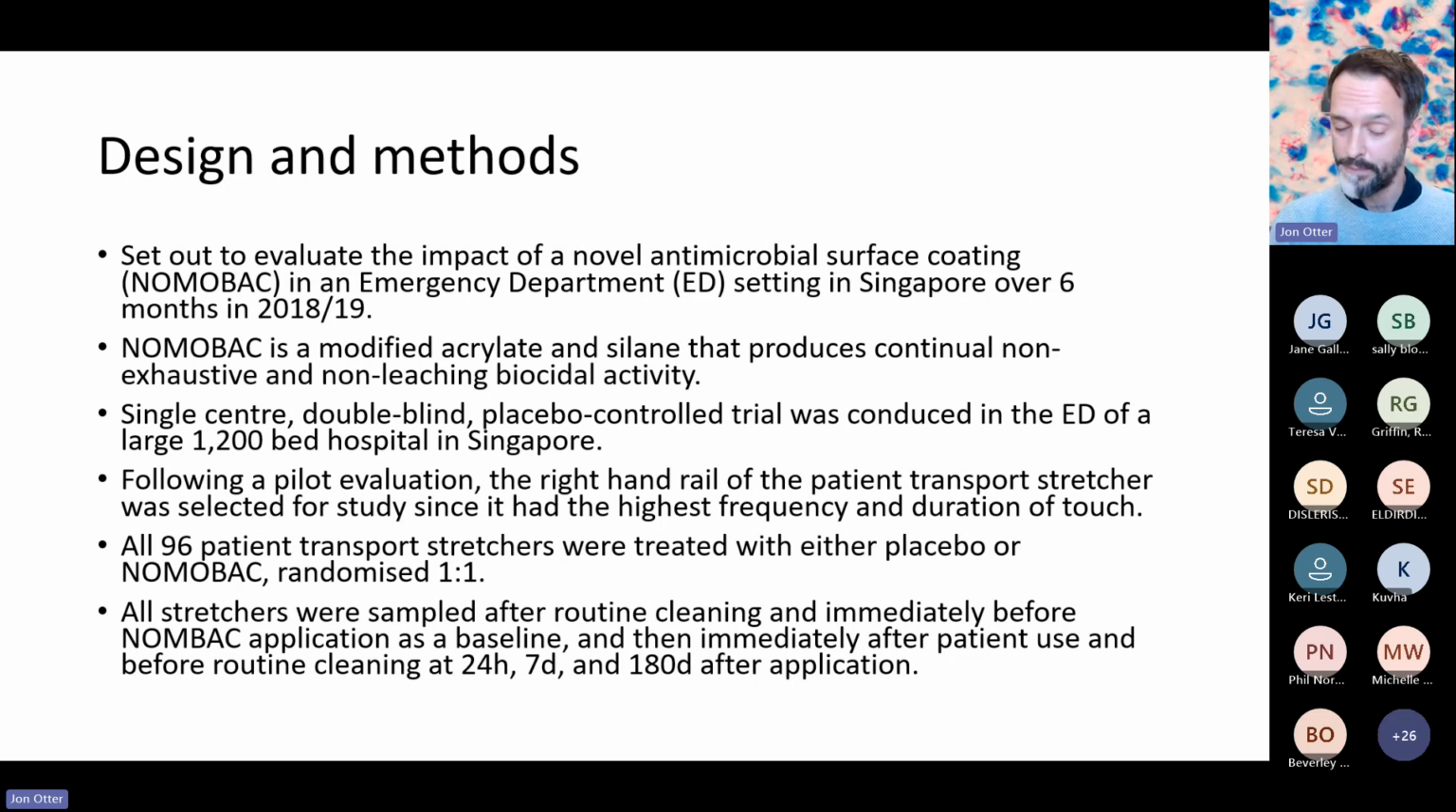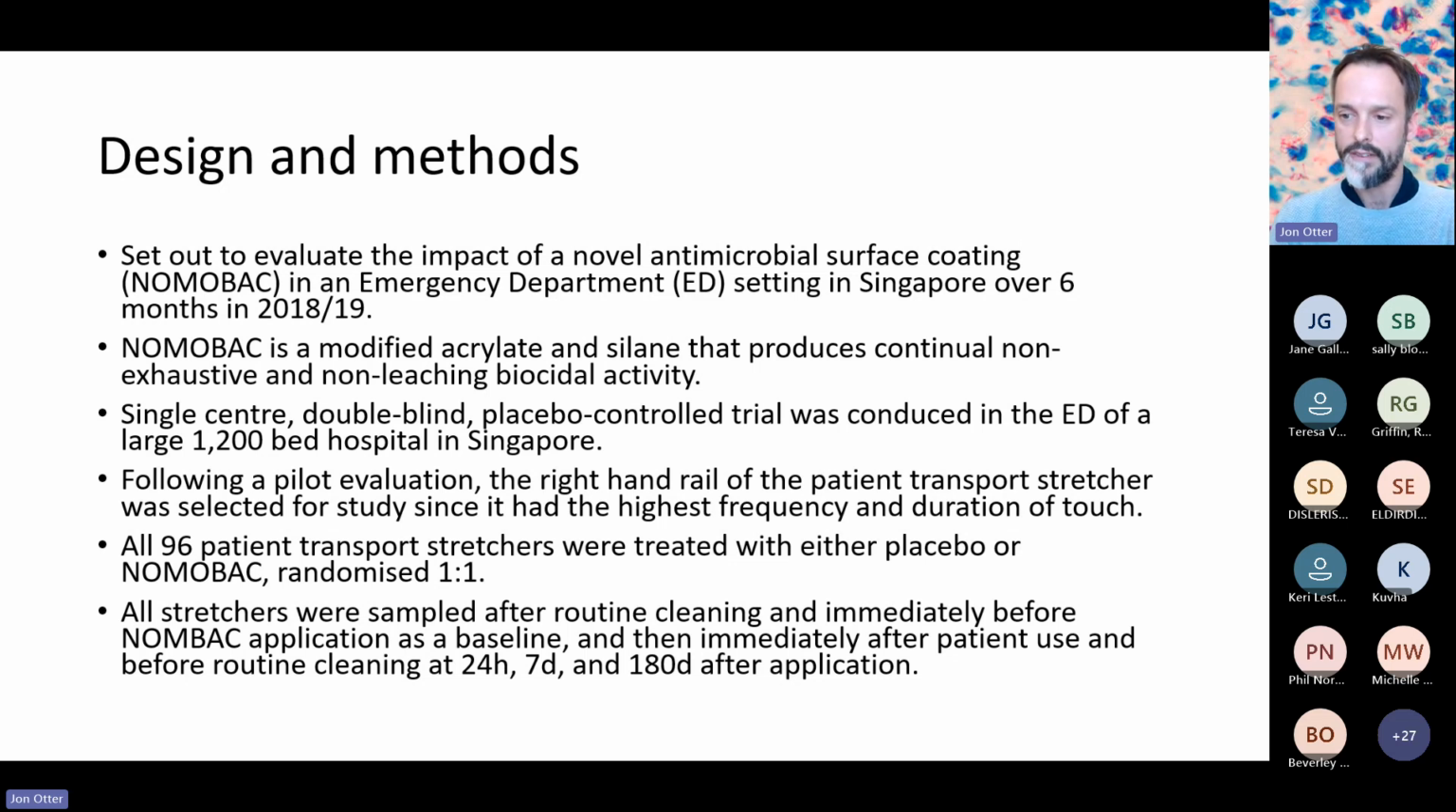Now, I don't begin to understand the chemistry here. There'll be others on this call who are much more knowledgeable about the chemistry involved. But it does provide, at least reputedly, continual, non-exhaustive action, so it doesn't run out and it doesn't leach into whatever it's inactivating. So it shouldn't turn your clothes green or anything like that. This was a single-center, double-blind, placebo-controlled trial. They used saline as the placebo control, and it was a busy ED of a big hospital in Singapore.